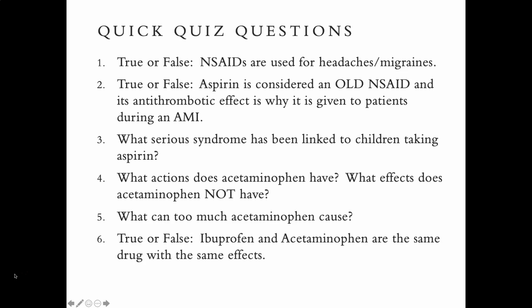More quick quiz questions here. True or false? NSAIDs are used for headaches and migraines. True or false? Aspirin is considered an old NSAID, and its antithrombotic effect is why it is given to patients during an AMI. I want to go back to the first one here about NSAIDs used for headaches and migraines. That is actually true. And we'll talk a little bit about that when we get to headaches and migraines, but it's here now, so I'm going to let you know that's true.